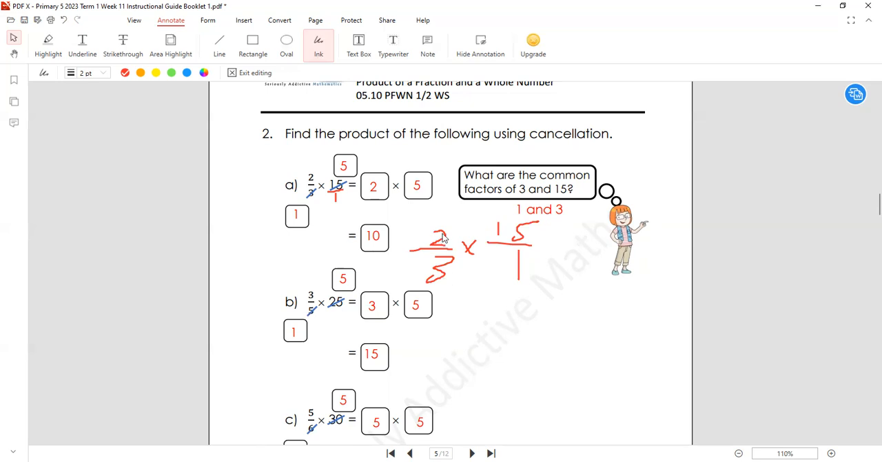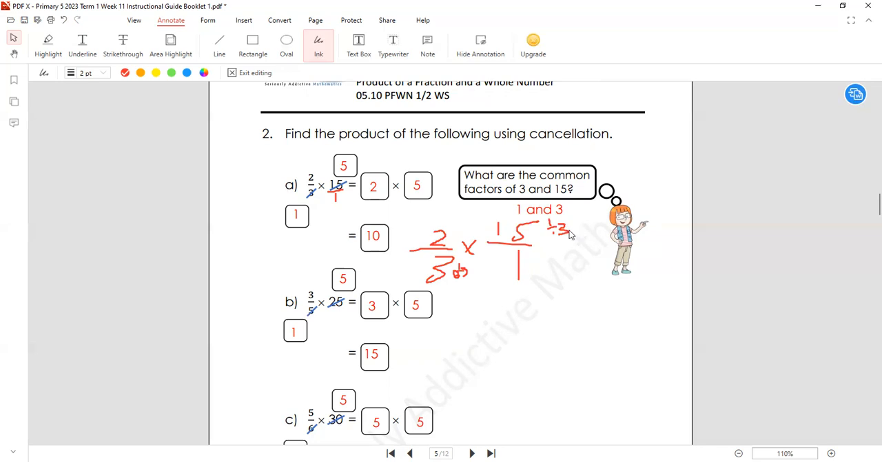It can be between the denominator and numerator diagonally, or it can be vertically. But in this case, I think it's quite clear that the common factor of 3 and 15 is 3. So when you divide the bottom by 3, the top you need to divide by 3 as well. That's how they do the cancellation.